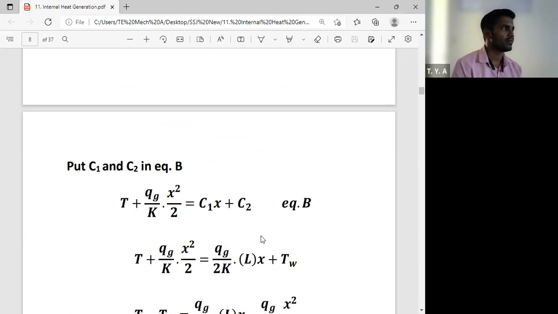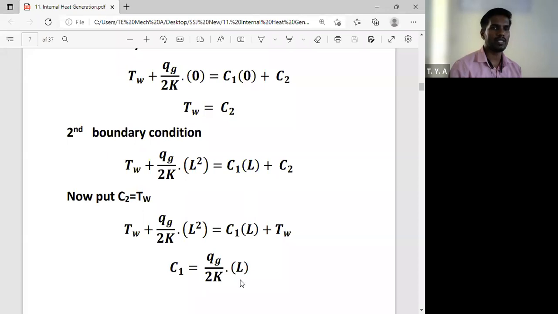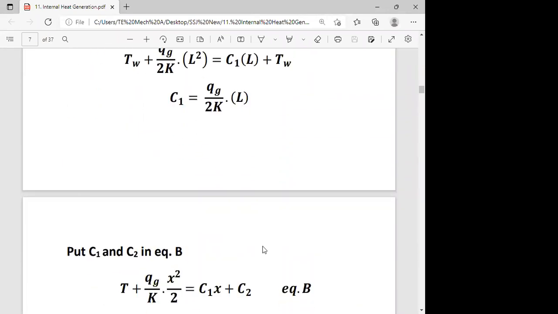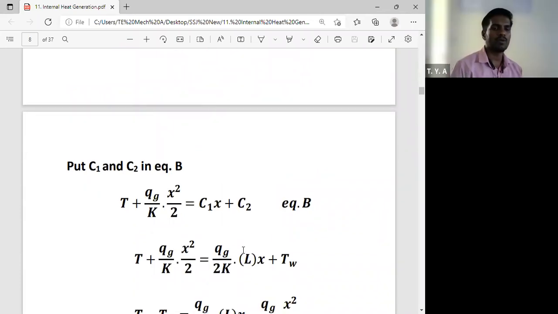All of you get these values of C1 and C2? सगळ्यांना मिळाले का C1 आणि C2 च्या व्हॅल्यूज? ओके, बघा C2 ची व्हॅल्यू TW आणि C1 ची व्हॅल्यू Qg/2k into L. Okay, so now we have to put these values C1 and C2 into equation B. Okay, what is our equation B?